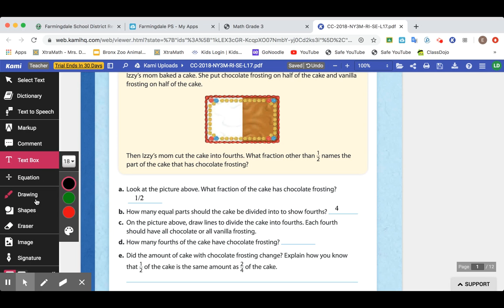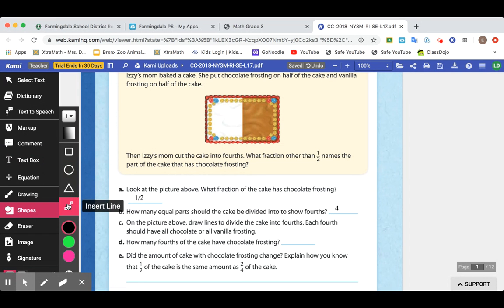Okay, so I'm going to get a little line. I know I saw shape. That was where it was. I got to insert line.